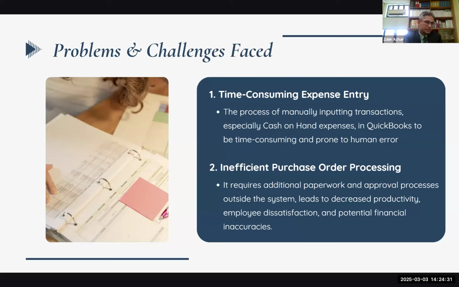Any view on this? Professor, could you repeat what you just said? We didn't hear you. No, you mentioned here about human error being one of your problems or challenges, right? That makes QuickBooks not meet its objective. So could you please explain what you mean by human error?